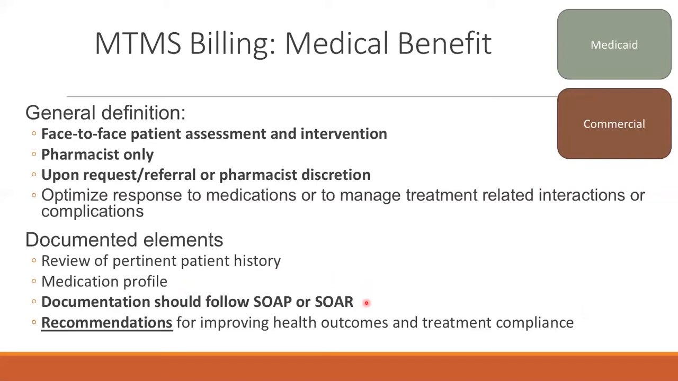These patients don't have to be on 12 medications. They could be on one single medication and have poor adherence, and we want to have a pharmacist intervene with them to look at what the barriers to adherence to that medication are and make some recommendations for how that patient can change their use to improve outcomes.